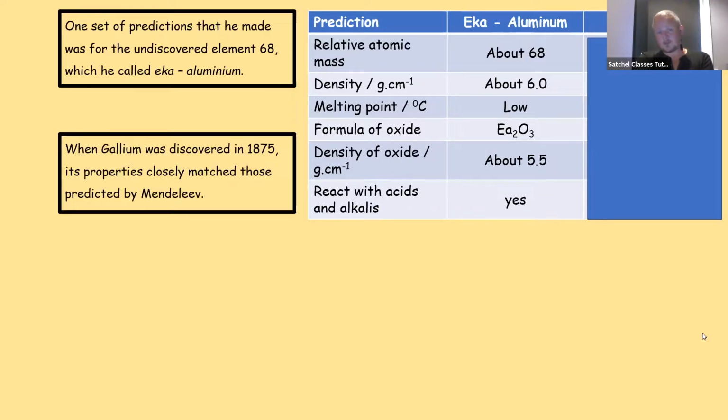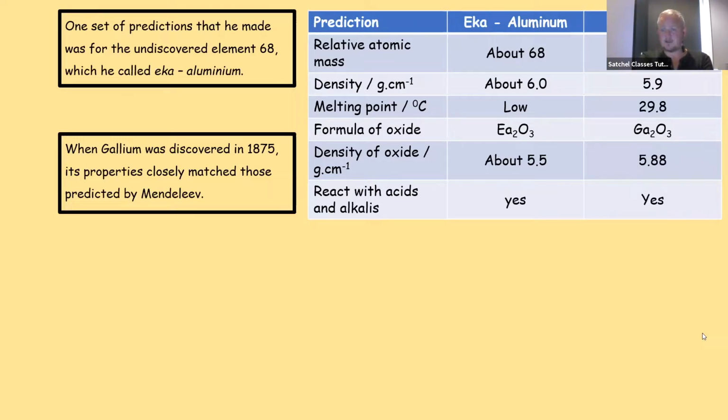When gallium was discovered in 1875, its properties closely matched those predicted by Mendeleev. So gallium had an atomic mass of 70 and a density of 5.9. Its melting point was 29.8 degrees C, which is very low. It formed gallium oxide, Ga2O3. Its oxide had a density of 5.88 grams per centimeter cubed, and it did react with acids and alkalis.